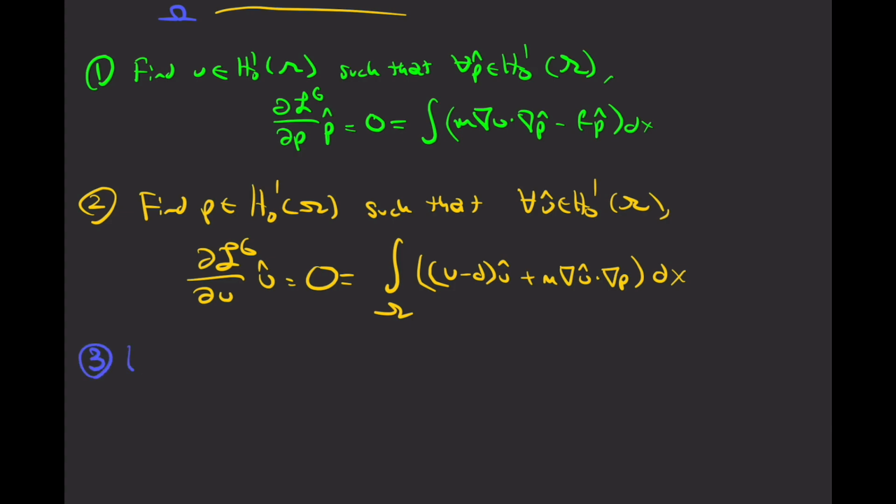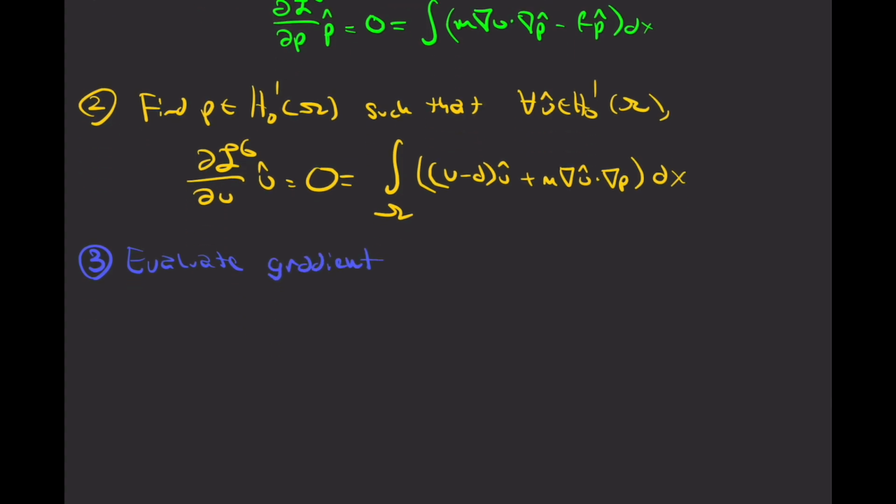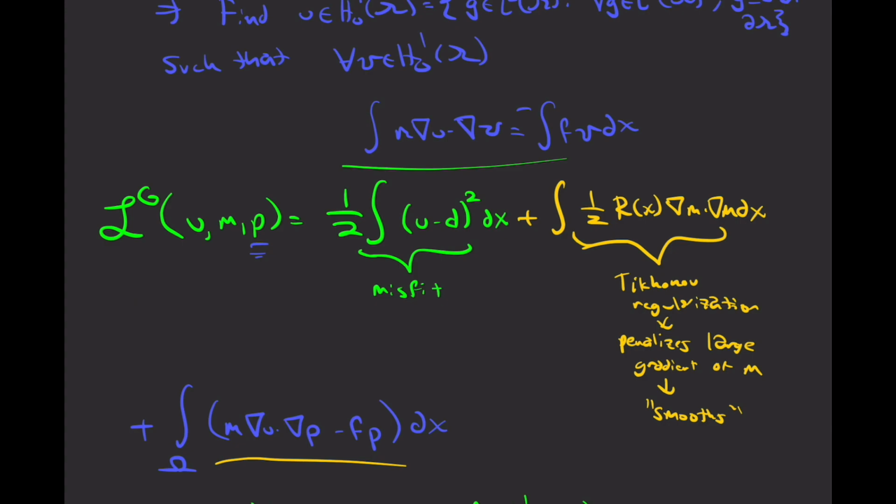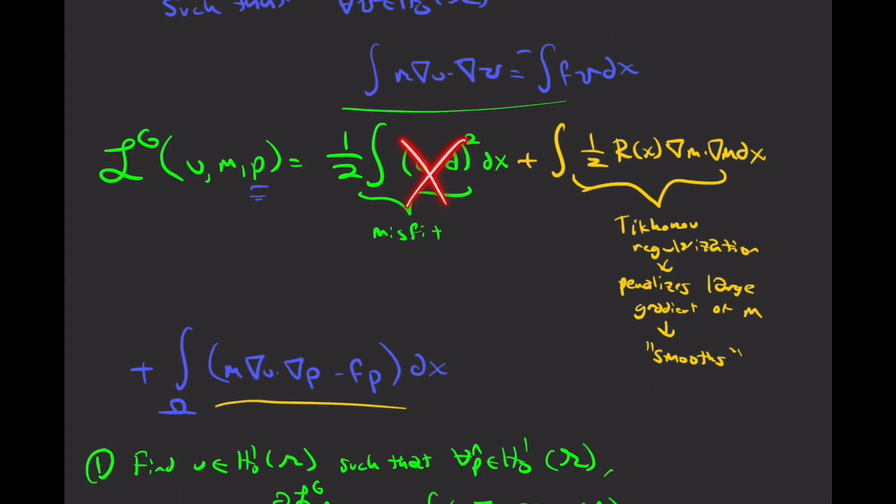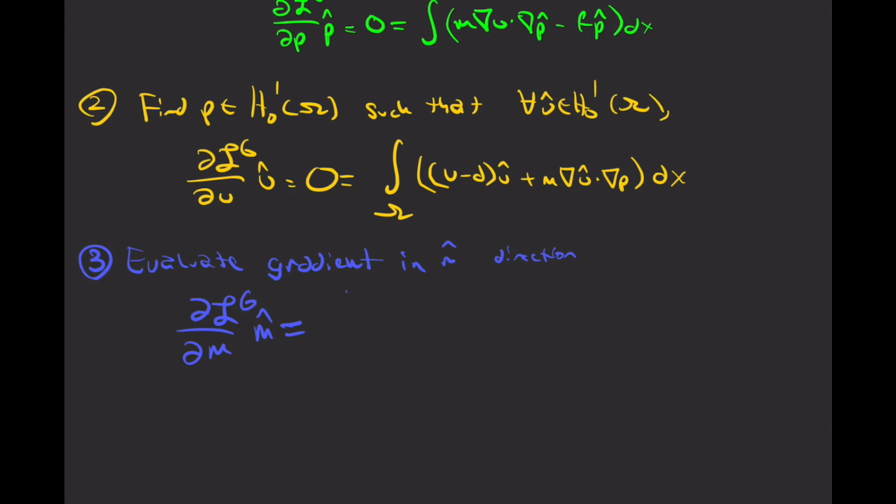And then finally, we evaluate the gradient, the partial derivative in the m hat direction. So let's go back up here. The misfit does not depend on m. We have this regularization term, and we have m in this term. So we should just have two terms here. For the regularization term, this will come out to be this, and then this one would just be m hat del u dot del p dx.